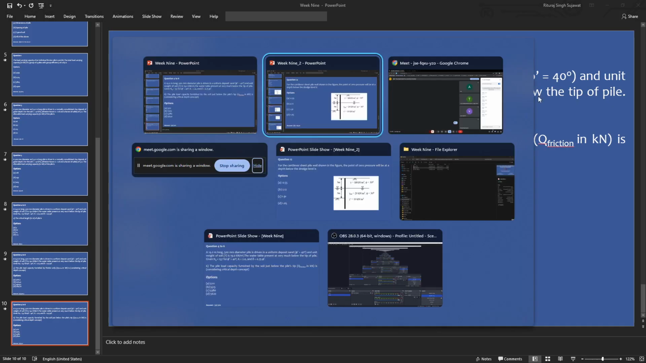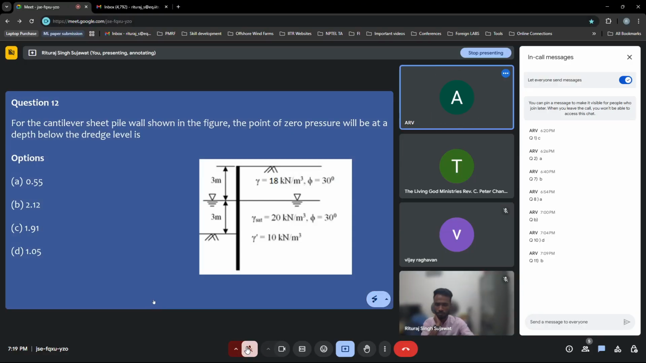I could not spend time on this as an example still. Which one? Question number 12? Yes, sir. What happened? You can start, sir. I could not spend the time on this, so let's wait for 2 minutes. I'll solve this here.